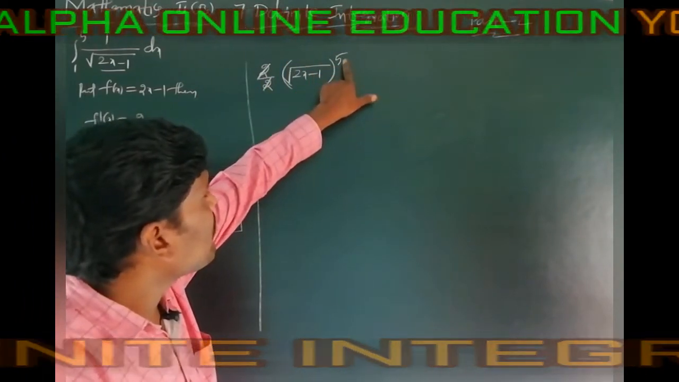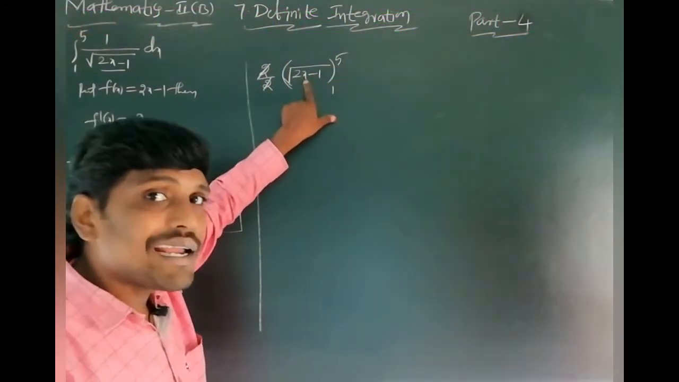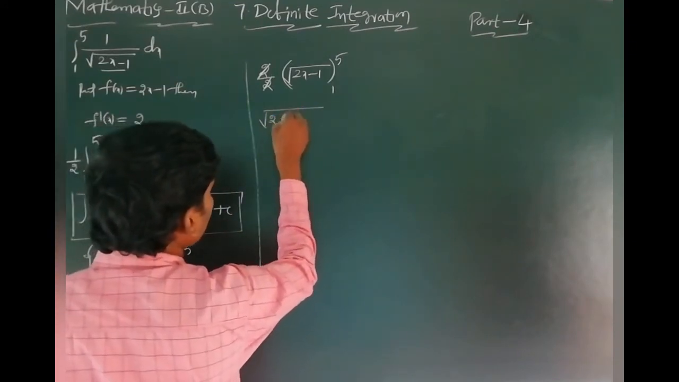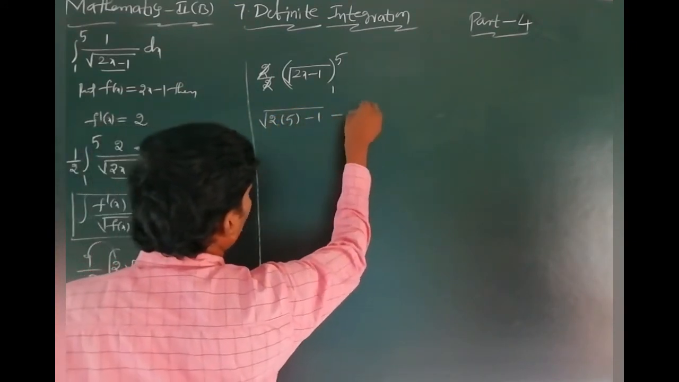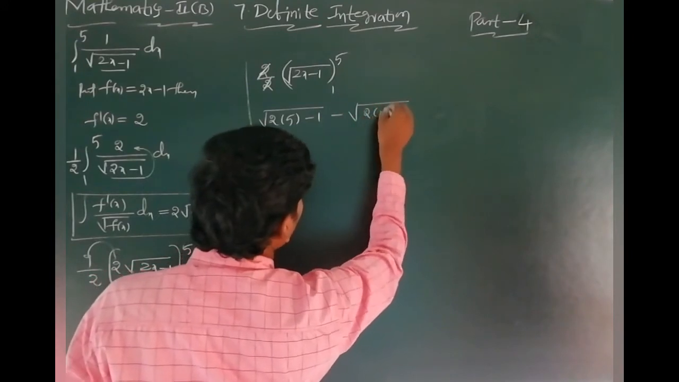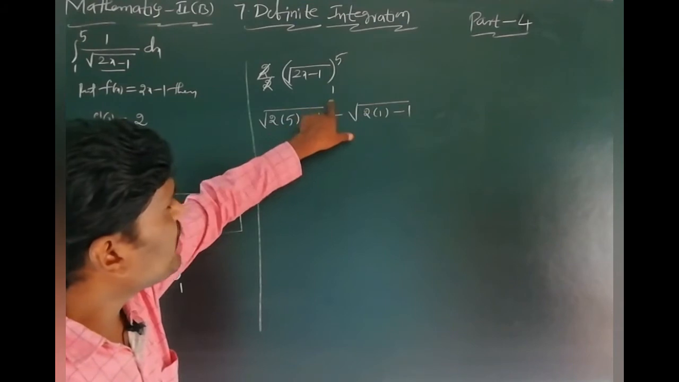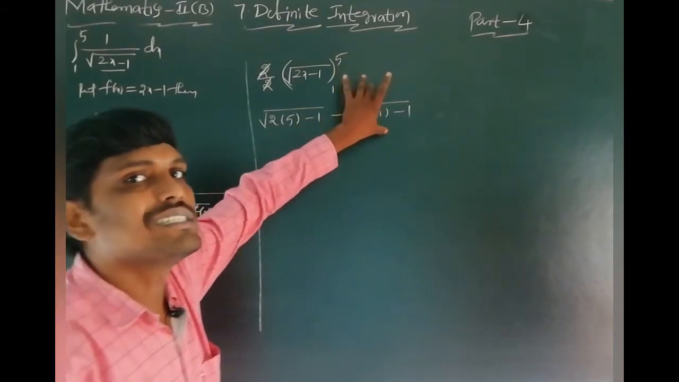Upper limit is what here? 5. You can write here 5, minus lower limit, what is it here? 1. After that, square root of 2 into 5 minus 1 minus square root of 2 into 1 minus 1. Here upper limit is 5, lower limit is 1. You can subtract these two.